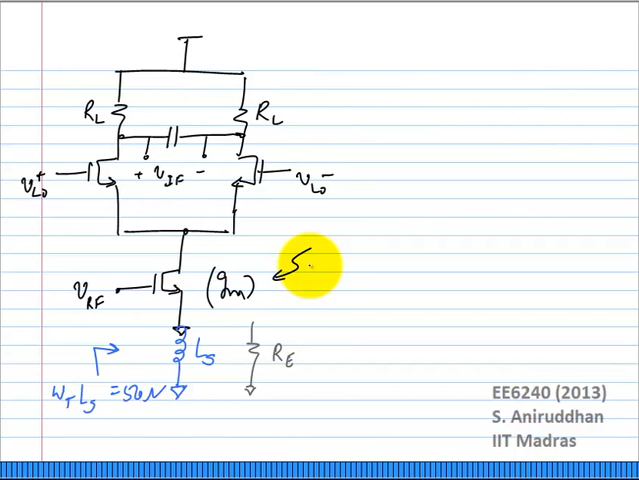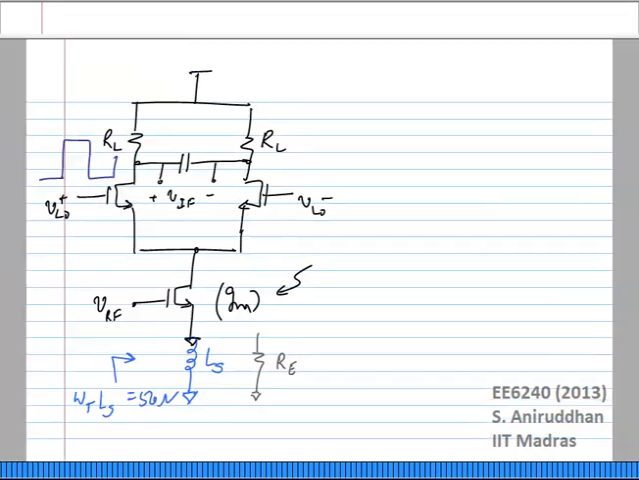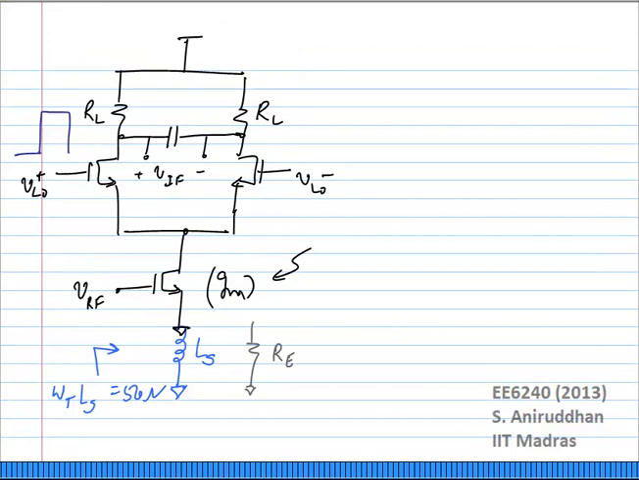If you have ideal switches, VDS will be almost fixed. So let us say this was the signal going here, and this was the signal going to LO minus. If you have ideal switches which switch instantaneously, the square wave has no rise or fall time.